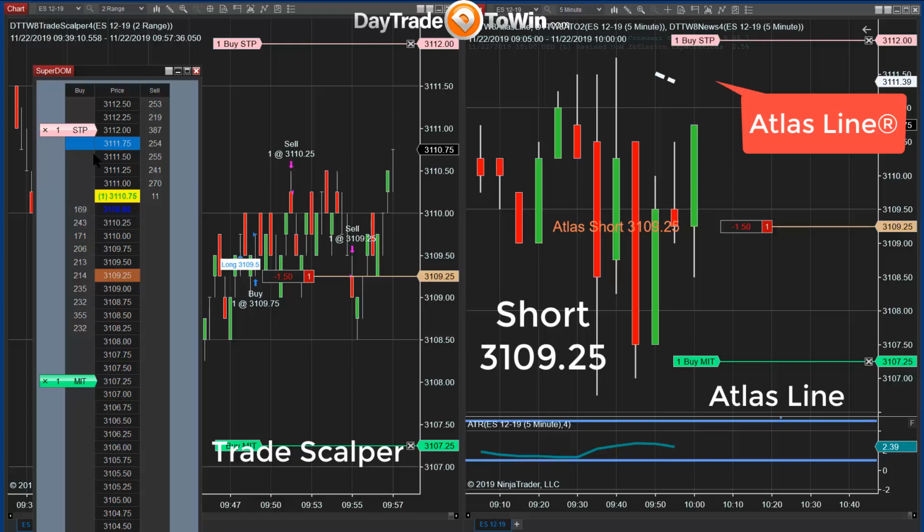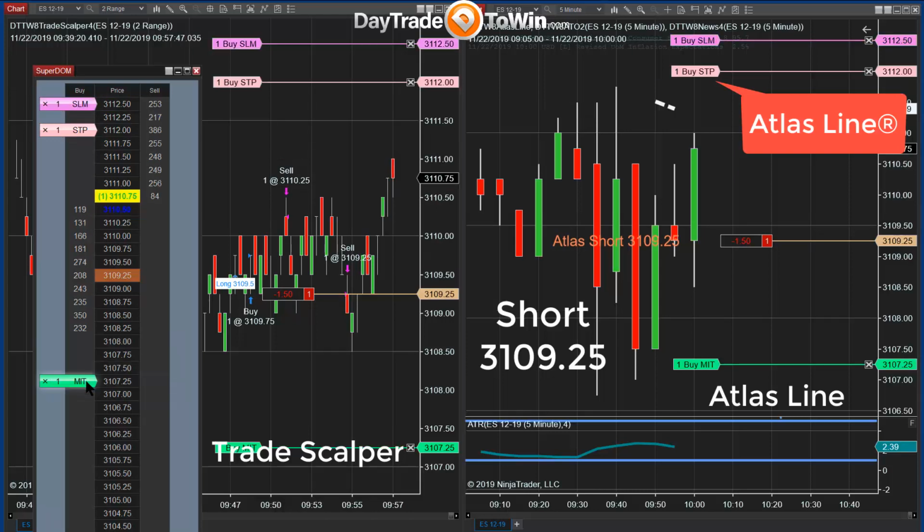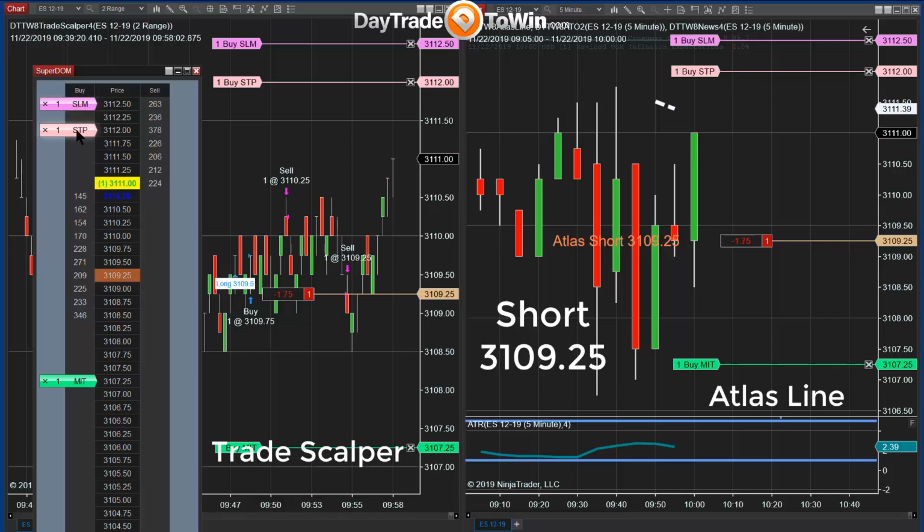So I can't use a market if touched order to buy. What you can use is a stop with a limit, and a stop with a limit looks like this. What a stop with a limit is all about is when it touches this price, you can dictate how much you're limiting the amount of loss, the amount of slippage that occurs. A stop will convert into a market, so you may have slippage. A stop with limit is you're limiting the amount of slippage. That's what a stop with a limit is all about.